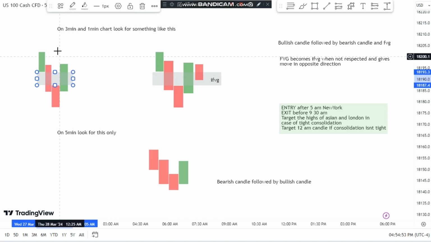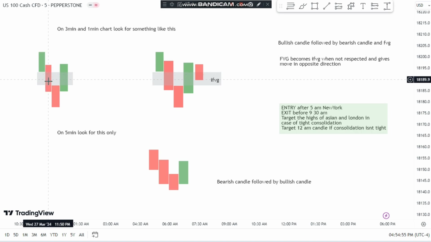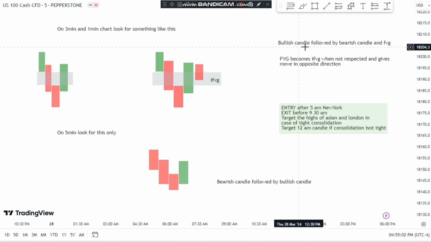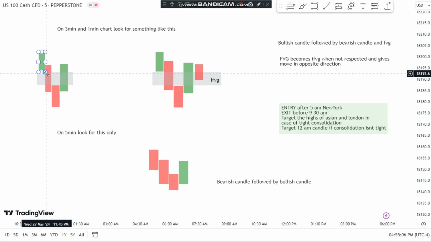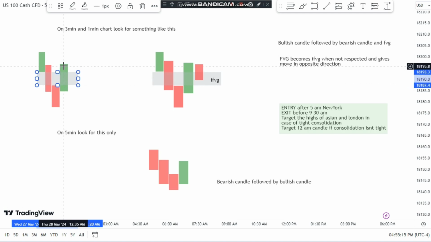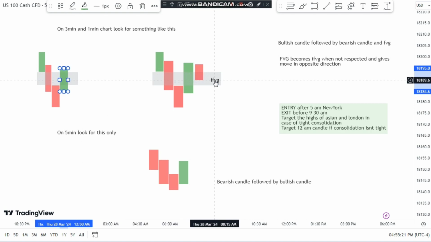So on the 1-minute or 3-minute, you have to look for something like this: a bullish candle followed by a bearish candle, and then an FVG. I have written it here too. Once you see this, you have to wait for a candle to close above this fair value gap. You can see this is a bullish candle and it closed above this fair value gap, and this fair value gap now becomes the inverse fair value gap, and it gives a move in the opposite direction.